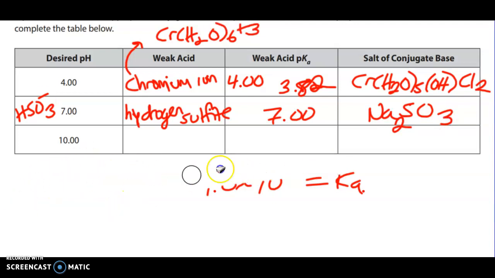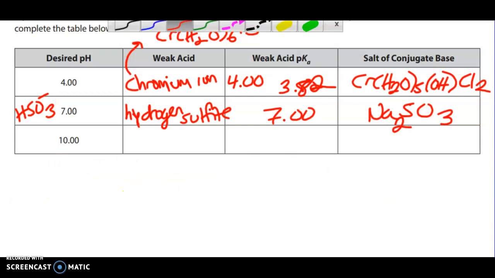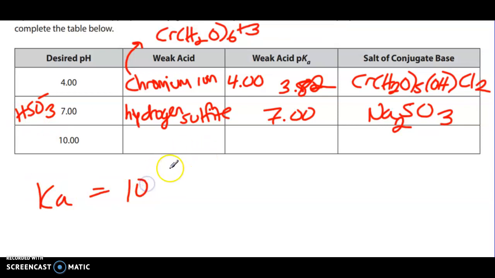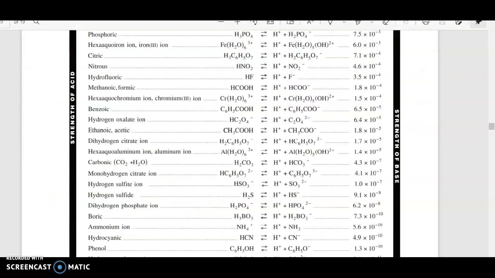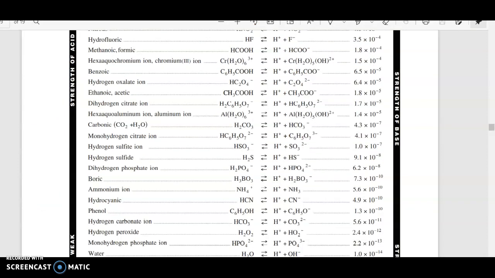So we're going to do the same thing, except now we're going to do it with a 10. So our Ka value is going to be 10 to the negative 10, which is 1 times 10 to the negative 10, of course. So we want to find something that is 1 times 10 to the negative 10. So it looks like the closest one here is going to be phenol. To be honest, just by looking at the other numbers, it's very close to being 1. So we have here 1.3 times 10 to the negative 10.